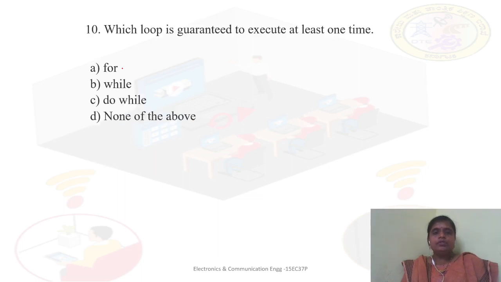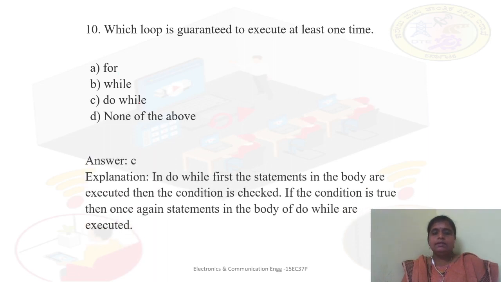Which loop is guaranteed to execute at least once? For, while, do while. See, whenever we go for the for statement, it first checks the condition, then enters the loop. The same thing happens with the while, but in the do while, at least once you are going to execute your loop. So your answer is C.